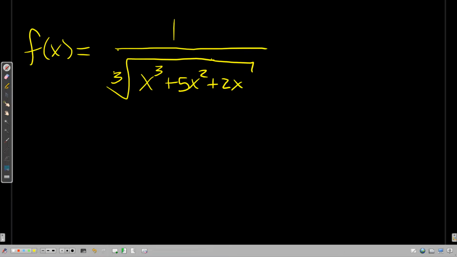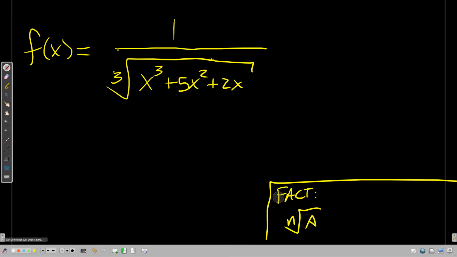Well, you are a calculus student, so automatically you hate the radical symbols. They are arcane. They are not helpful. You, as a calculus student, much prefer the rational exponent. Here's the fact. The fact is that the nth root of something is just that something to the 1 over n power.